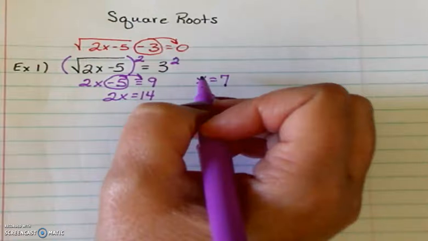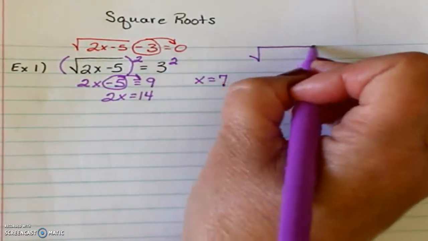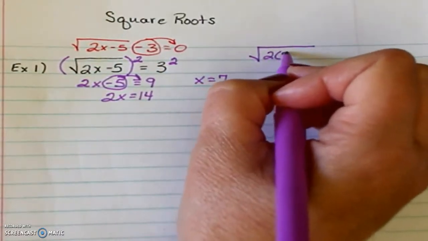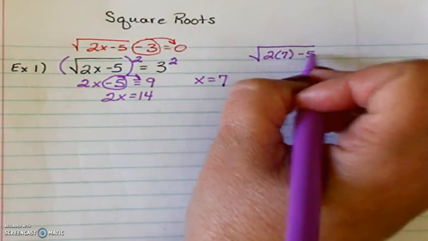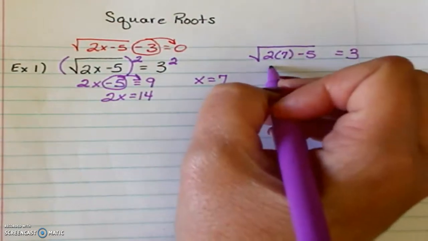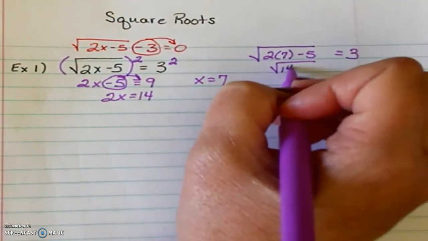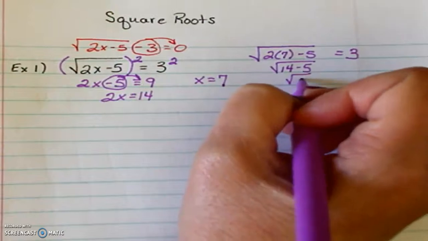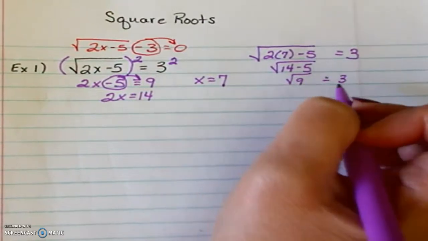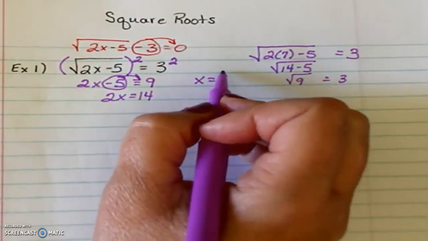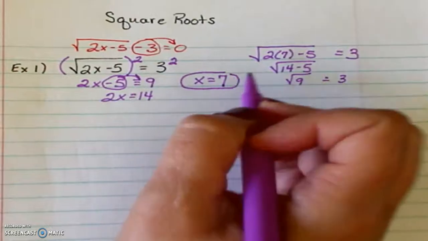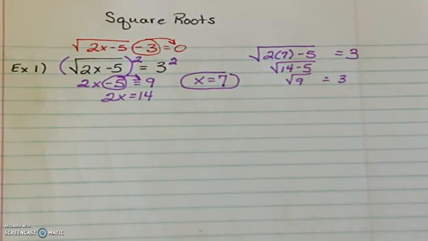So you check yourself. I'm going to put it into the original problem. 2 times x, which is 7, minus 5 is equal to 3. Well, you get the square root of 14 minus 5, which is the square root of 9, which is 3. So it does work. For ACT purposes, you're probably not going to spend the time to check yourself, but I just wanted to do that to prove to you that that is the solution. If you do have time, go back and check yourself.